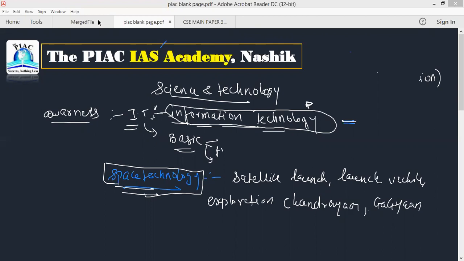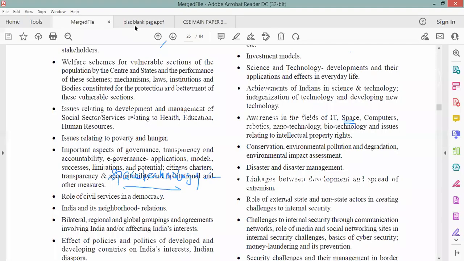Okay, then come to the next, that is your computer. This is again the computer part. Definitely today every person at least knows what a computer is.